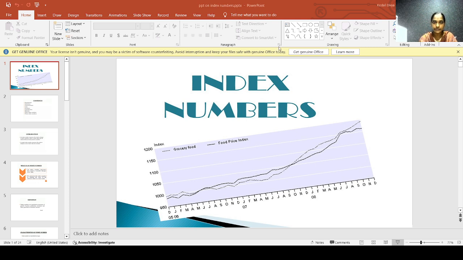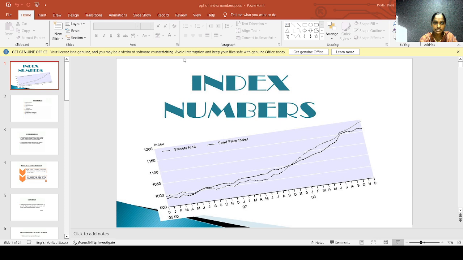Whereas in the Marshall-Edgeworth method, we consider the weights of both the base year as well as the current year. The numerator consists of an aggregate of the current year's prices multiplied by the weights of both the base year and the current year. In both the numerator and denominator, we multiply with base year quantities and current year quantities. Whereas Kelly's method is suitable for fixed weights.